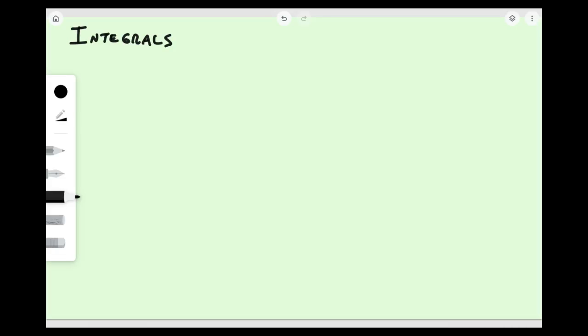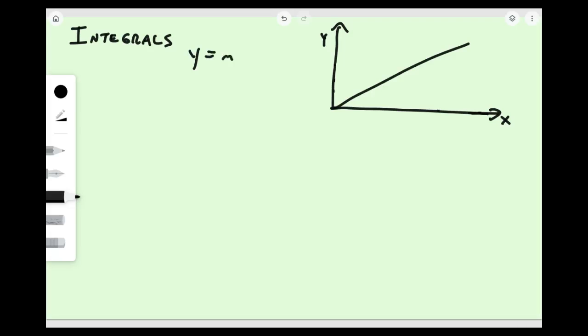This is a review of integrals. Let's try a sloped line. That function is y equals mx. And consider the integration limits x equals 0 and x equals a. This is the area that we want to compute our integral.